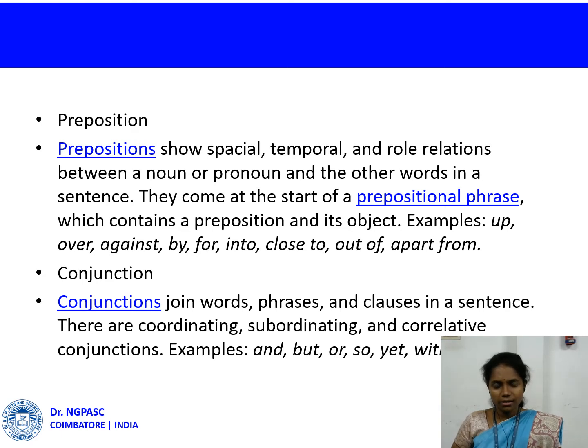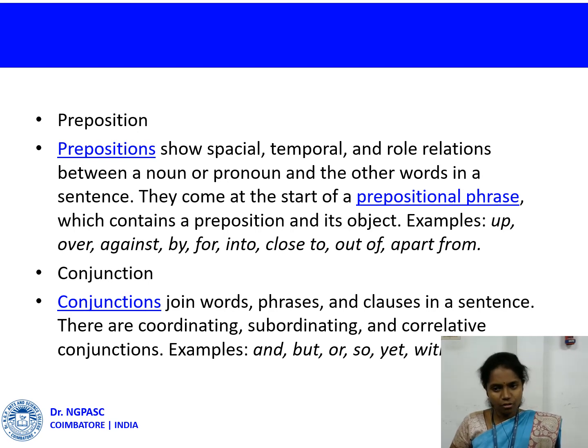Conjunctions are joining words, or else they are also called linkers, connectors. The main job of conjunctions is to join words, phrases, clauses in a sentence. There are coordinating conjunctions, subordinating conjunctions, correlative conjunctions. An example: and, but, or, so, yet, with. And probably we are not supposed to begin a sentence with conjunctions.